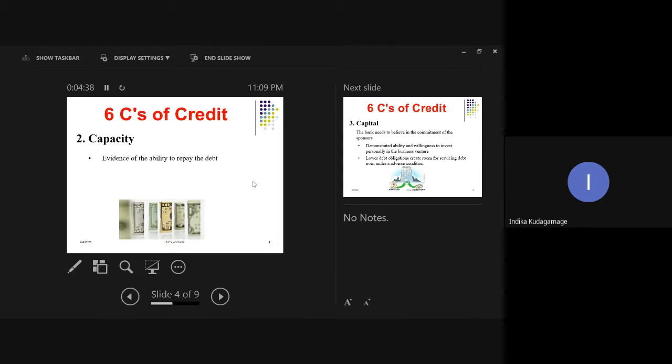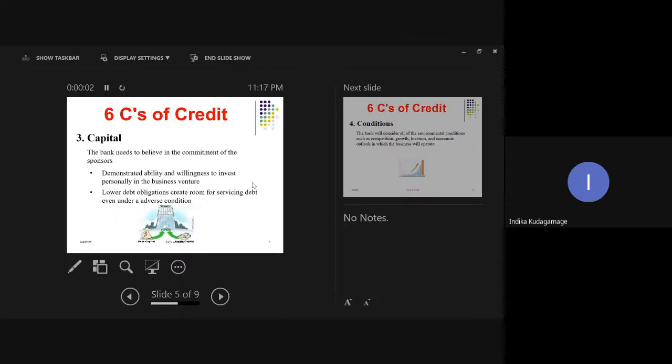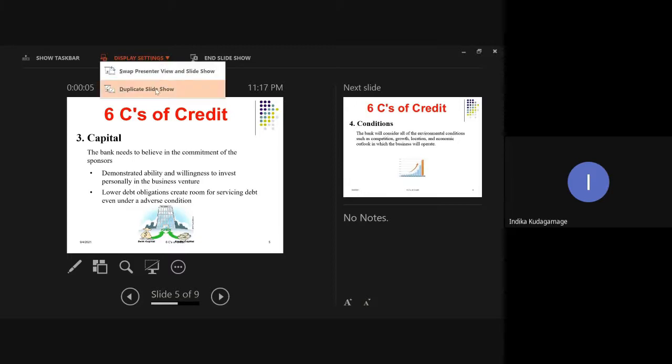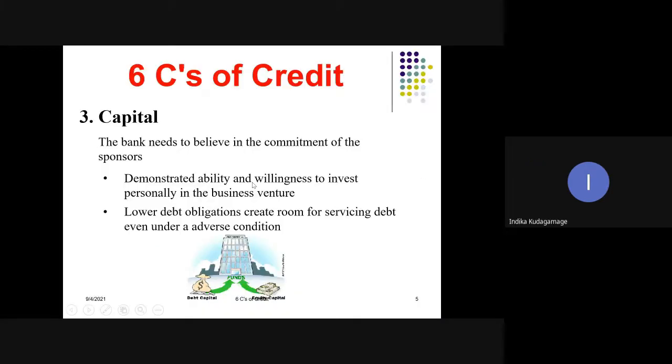For businesses, if it is a long-term loan, we calculate debt service cover ratio. If it is a short-term loan, capital is... any business is financed by 2 methods. Your capital. You have owner's funds and the long-term borrowings from banks and financial institutions. Owner's funds, we say it is the equity capital, whereas long-term funding from banks, it is debt capital.